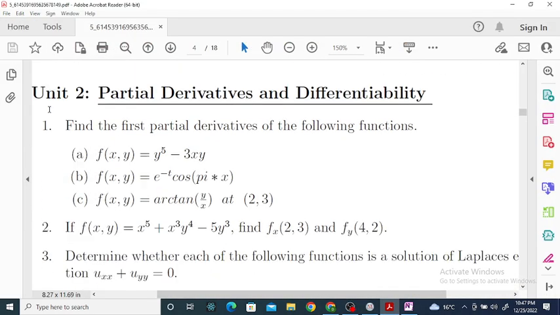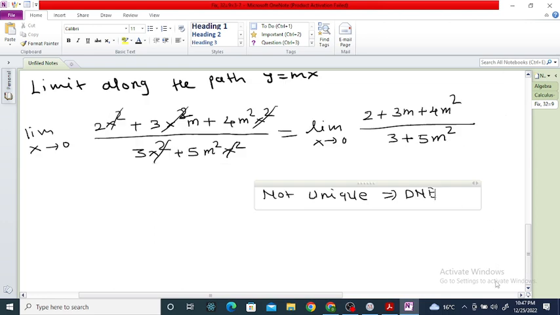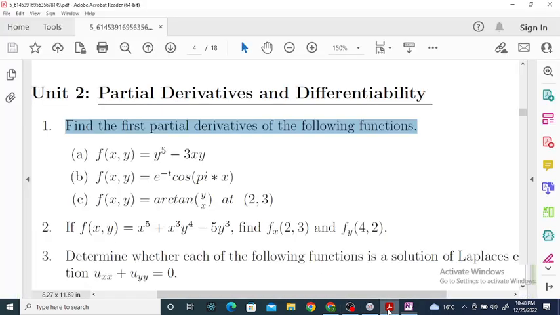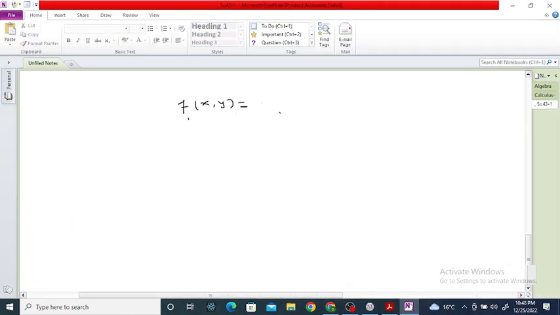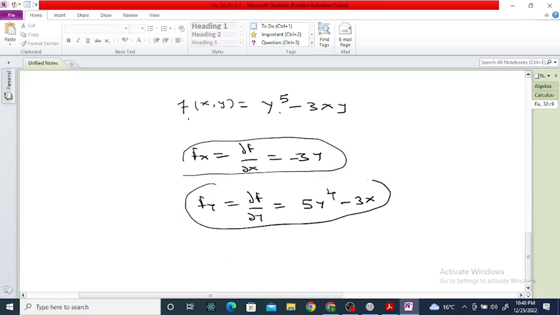Now the next example: find the first partial derivatives of the given function. What is the partial derivative? Say f of x y is equal to y raised to 5 minus 3xy. If you find the partial derivative f by x, it is equal to minus 3y, because if you take the partial derivative with respect to x, y is constant. And f by y is equal to 5y^4 minus 3x. This is the partial derivative of f with respect to x, and this is the partial derivative with respect to y.